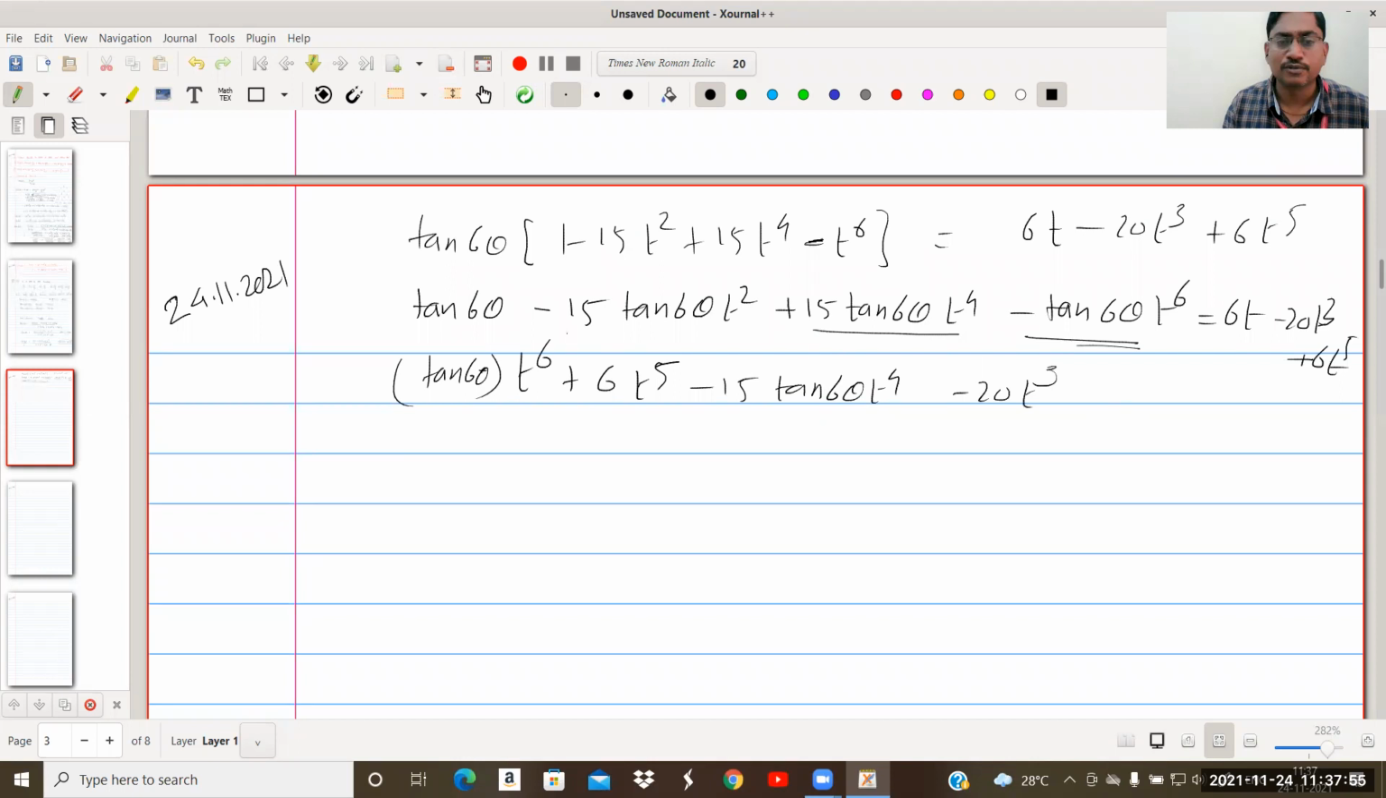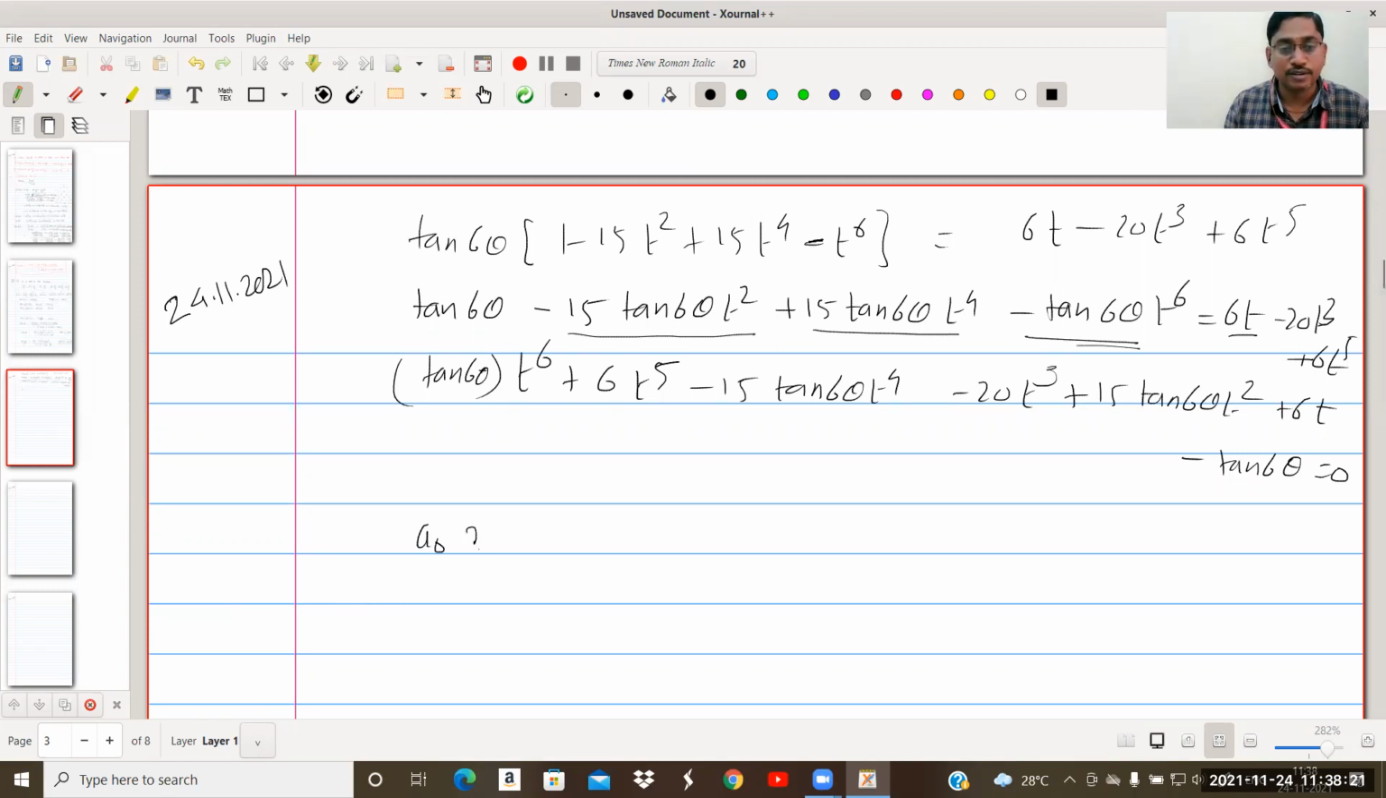Where is the t square term? The t square term is here. So it is minus, becomes plus 15 tan 6 theta t square. Where is the t term? The t term is here, plus 6t. And where is the constant? The constant is tan 6 theta. Constant means there is no coefficient of t. So these are the equations. This is the equation like this.